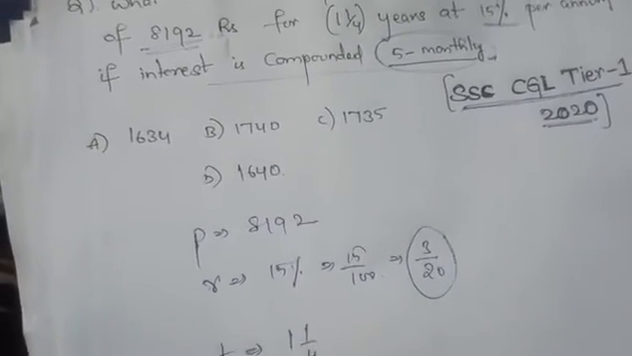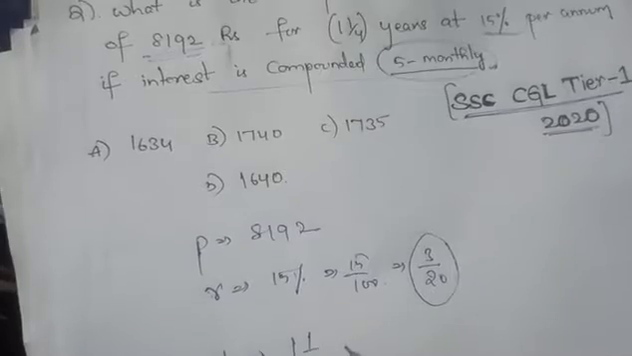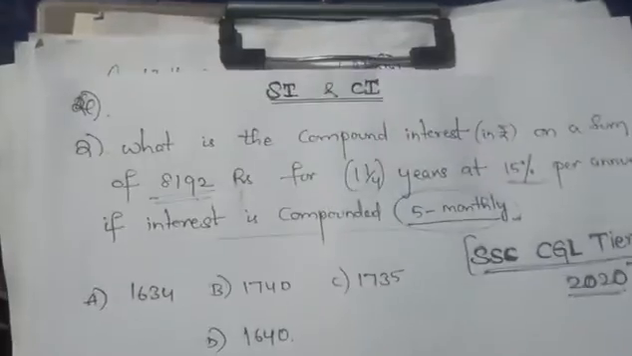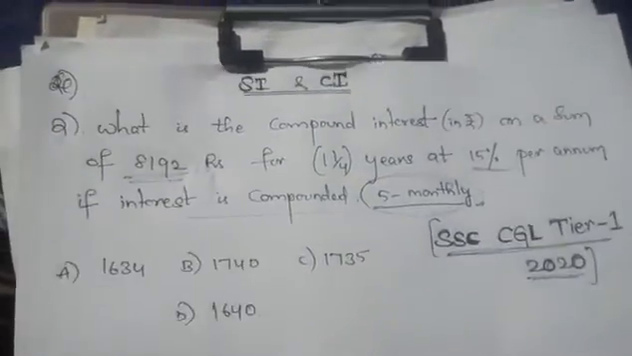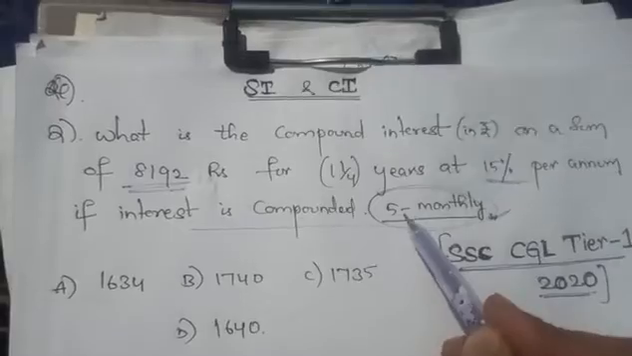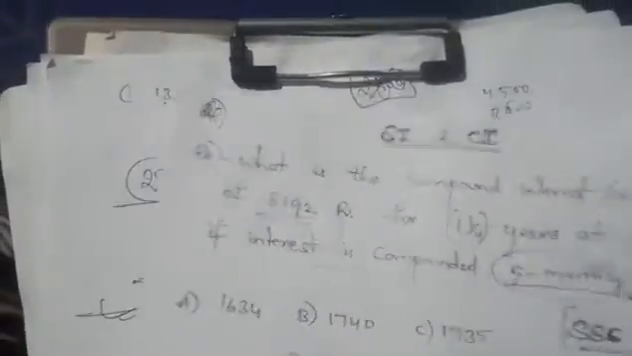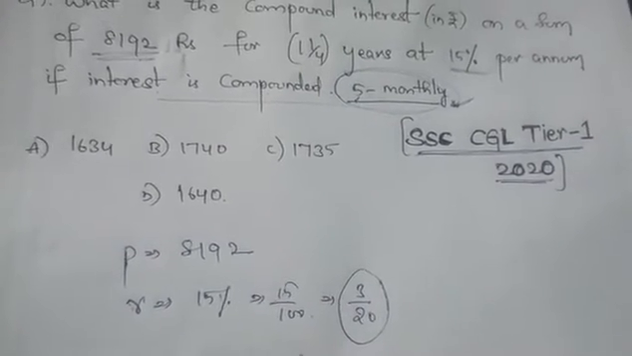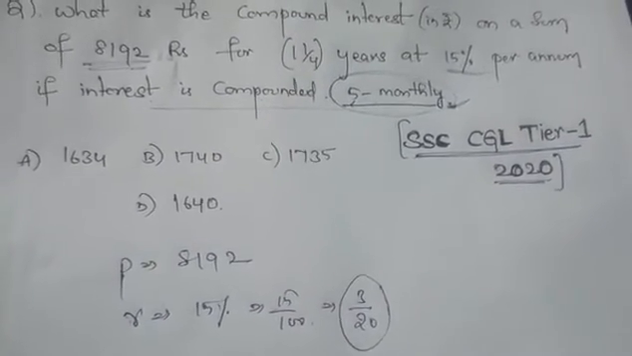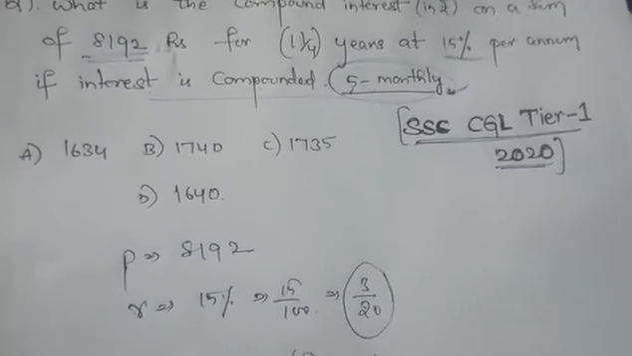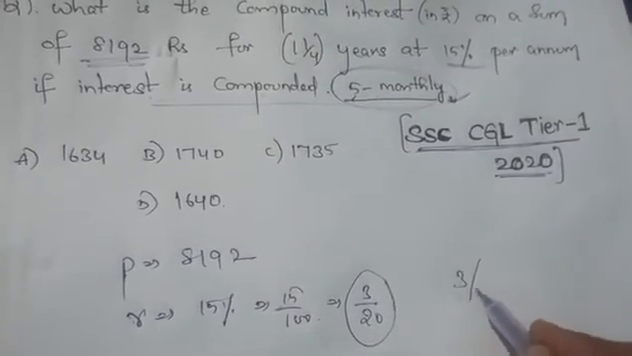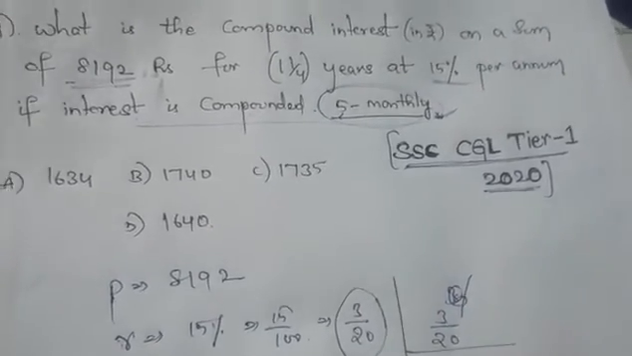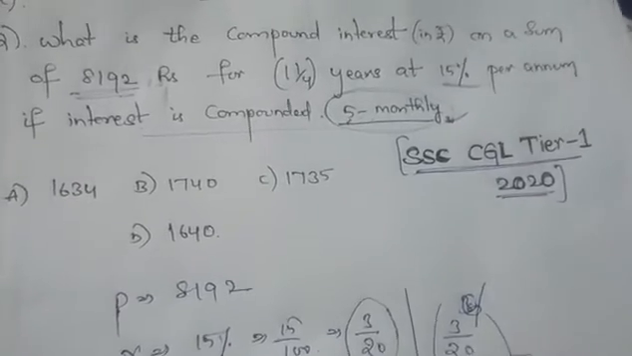1 1/4 is the time. In improper fraction you can write it as 5/4, right? But the interest is compounded 5 monthly. What does it mean? The interest is compounded for each 5 months of the year. For this, time must be multiplied by 12/5, and this 3/20, whatever the rate, must be divided by 12/5. This will give the overall rate.